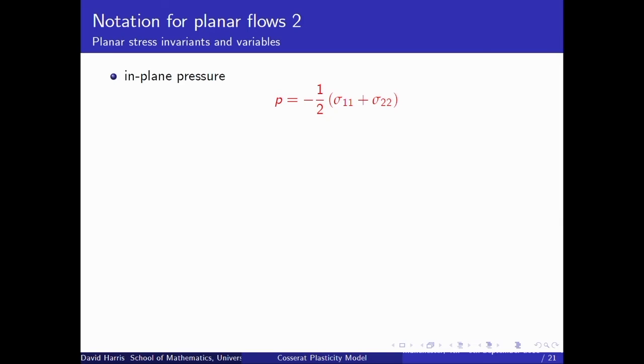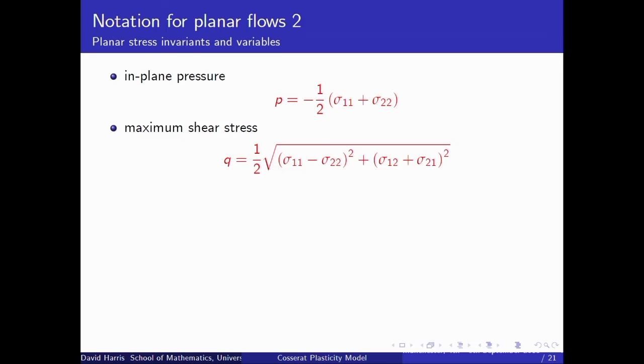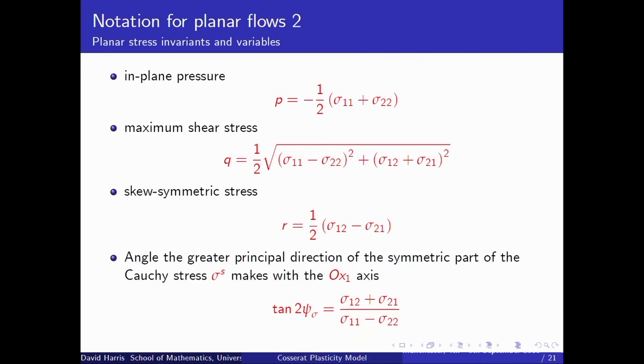It's convenient to transform the stress variables to these invariant forms. So P is the in-plane pressure, Q is the maximum shear stress, and the skew symmetric stress is given by R. These are all invariants. The absolutely crucial quantity for this theory is psi sigma, the angle that the greater principal stress of the symmetric part of the stress makes with the x1 axis.